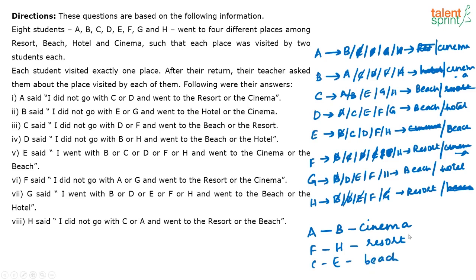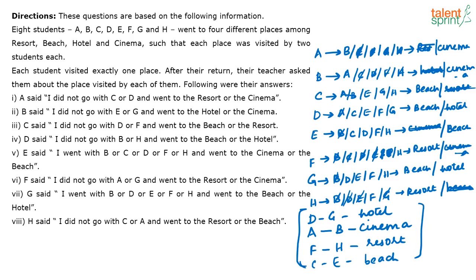Once you have got this, the last step, directly you can write who are the two people who are remaining in the group. We have D and G, correct? So D and G will go to the hotel. See, it's actually not very difficult. So that will be your final answer.